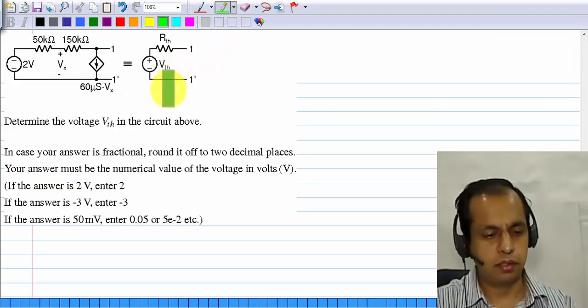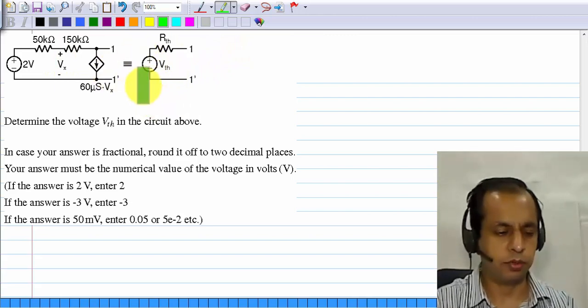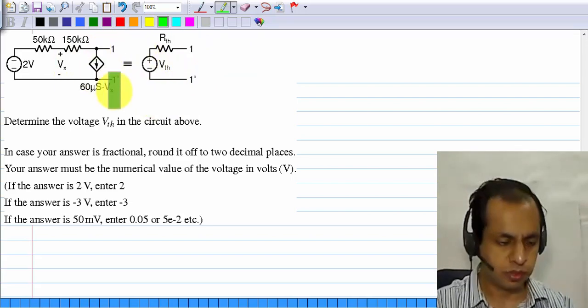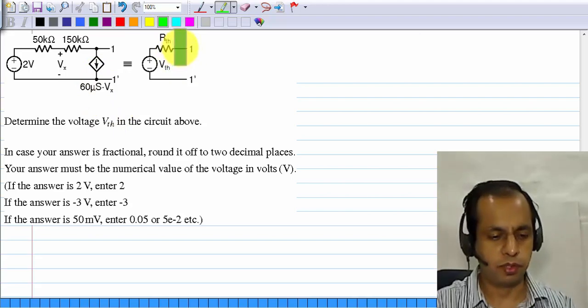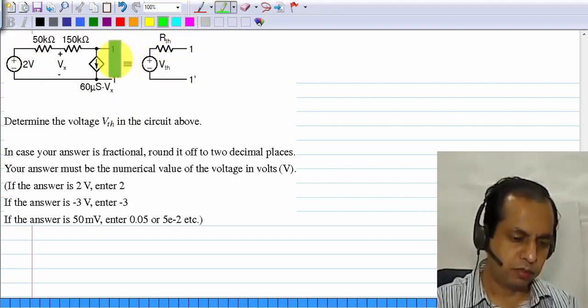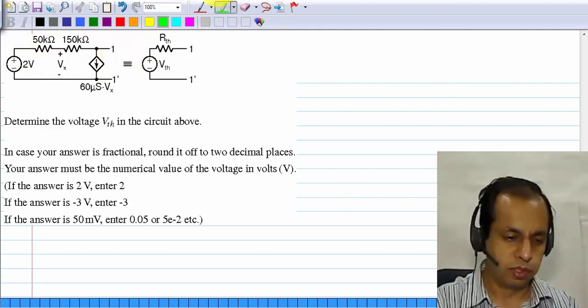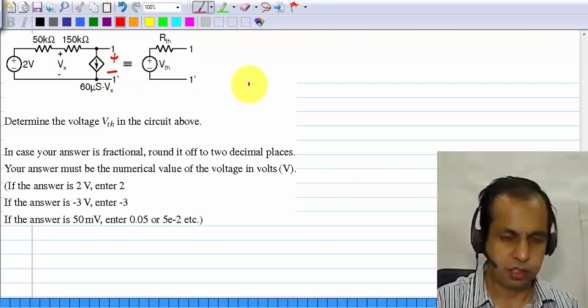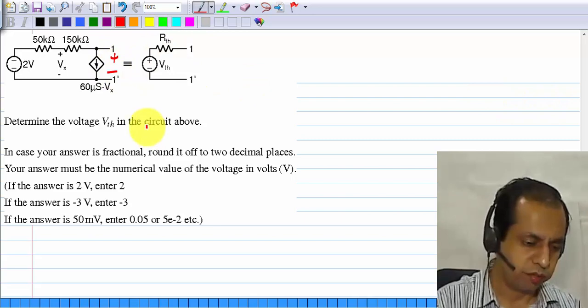And third question, you have another network. Now it has a control source. You have to find the Thevenin voltage and the resistance. Thevenin voltage, of course, is the open circuit voltage between these 2 points. How do you find that?